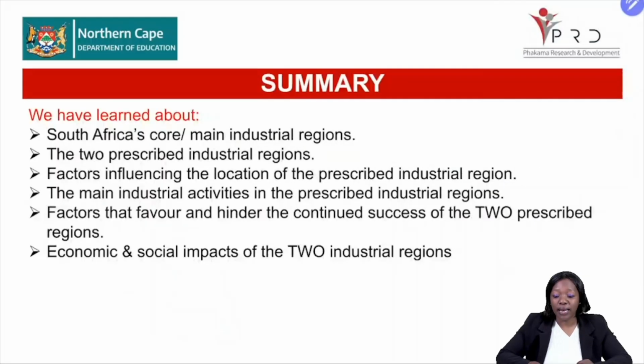So we're moving right along to summarize what we have learned so far. We have looked into South Africa's core as our main industrial region. We have looked into the 2 prescribed industrial regions that will be in question this year, the factors influencing the location of these prescribed industrial regions, as well as the main activities that are found in them. We have looked into the factors that favor as well as the factors that hinder the success of the 2 prescribed regions. And then lastly, we have looked into the economic as well as the social impact of the 2 industrial regions.